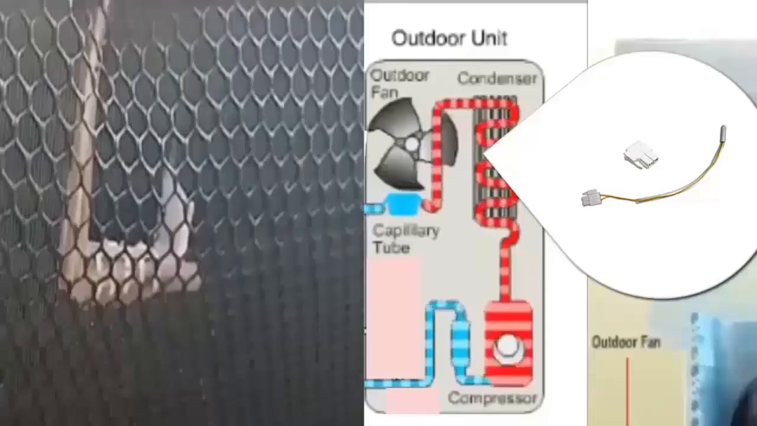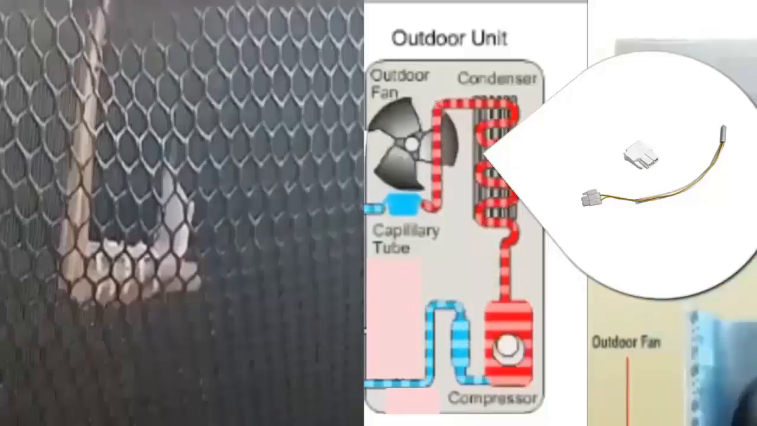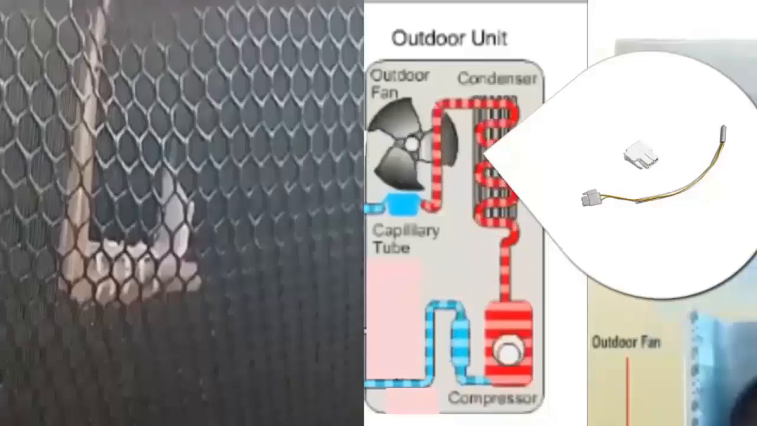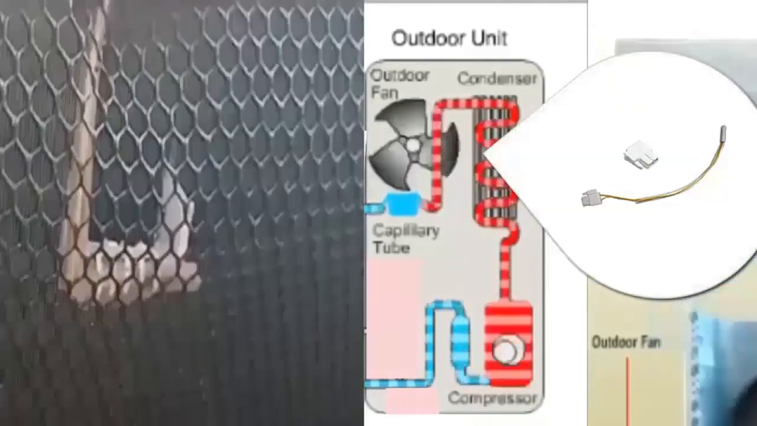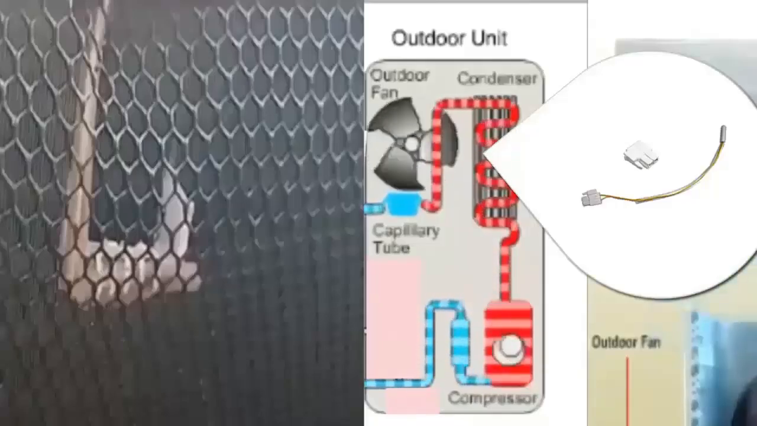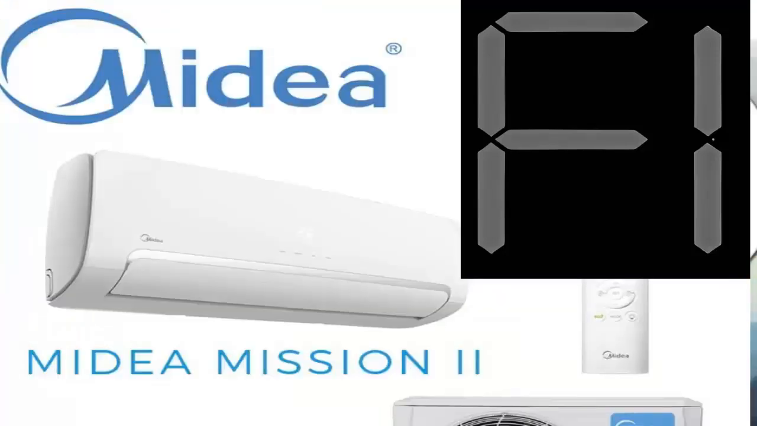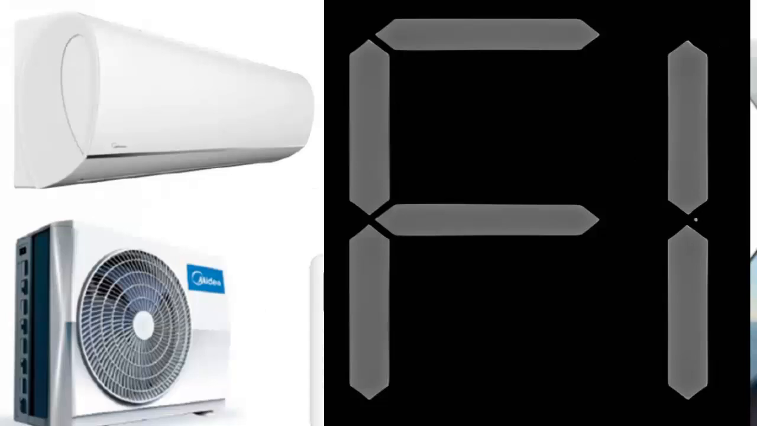3. Outdoor air temperature sensor. This sensor measures the temperature of the air, which is sucked in by the outdoor unit fan, to average the temperature of the outdoor environment. In MIDEA equipment, a fault in this sensor is generally presented when a short circuit or an open circuit is identified. For variable speed inverter MIDEA models from the Neola, Mission, Aurora, and Blanc series, problems with this sensor are identified with the error F1.